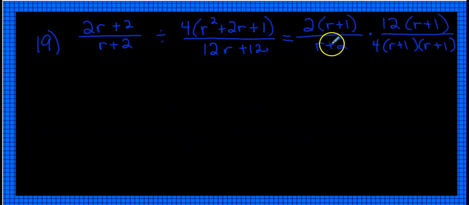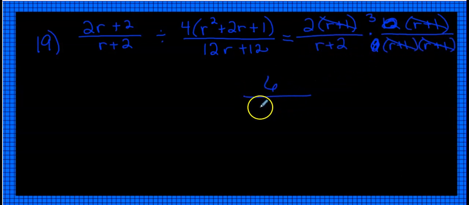Okay, so this is what I got right here when I factored everything. I have an r plus 1 here and here, and I also have another one in the numerator and denominator. I'm going to cancel the 4 and the 12. That makes that a 3. So I think that's it. That's everything I can cancel out. 2 times 3 is 6. And the only thing left in the denominator is r plus 2.